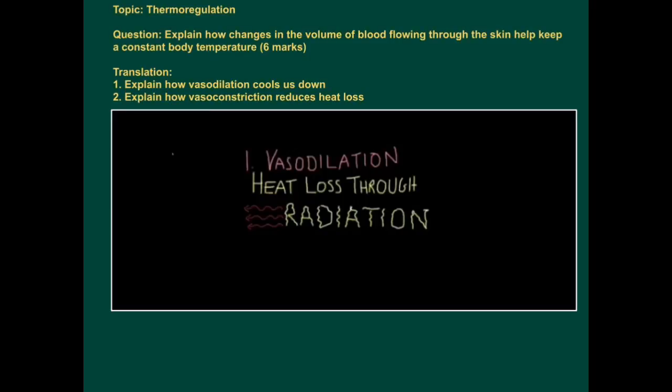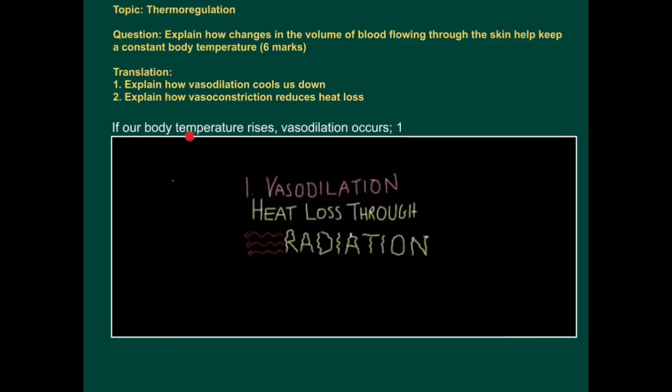This exam application tutorial is on the topic of thermoregulation. The question for 6 marks: explain how changes in the volume of blood flowing through the skin help keep a constant body temperature. So first think to yourself, what changes the volume of blood flowing through our skin? Well, there are two processes. Firstly, we have to explain how vasodilation cools us down, and explain how vasoconstriction reduces heat loss.